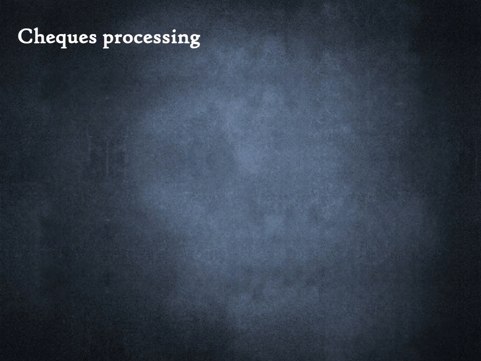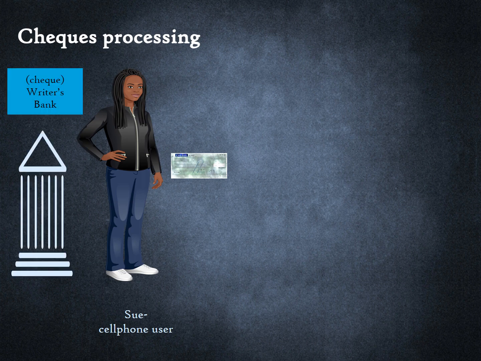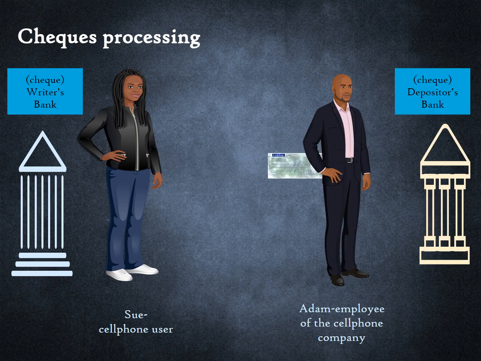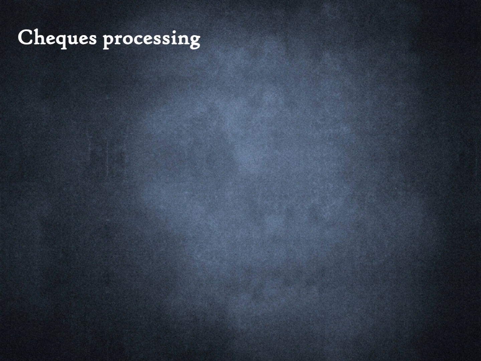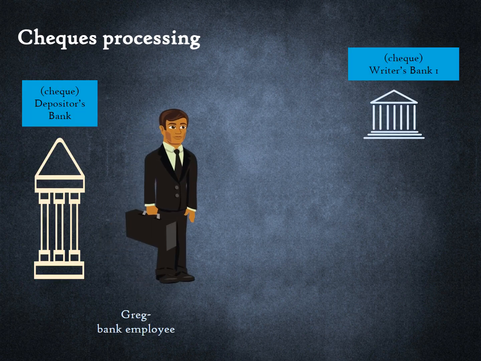Sue mails a check to her cell phone provider to pay her bill. We will call her bank, the check writer's bank. Adam works for the cell phone company. We will call his employer's primary bank, the depositor's bank, because Adam deposits the check there. Greg, an employee of the depositor's bank, presents the check Adam deposited to the writer's bank.